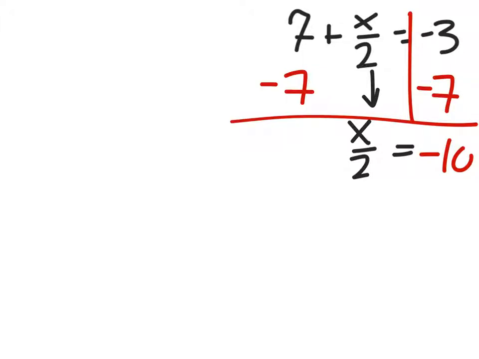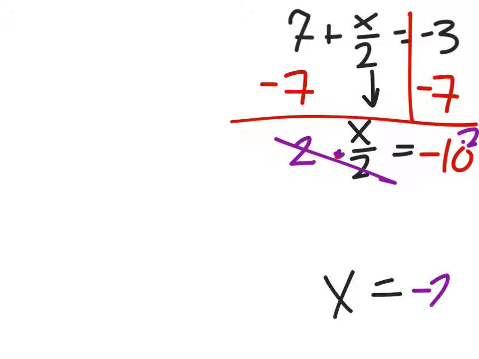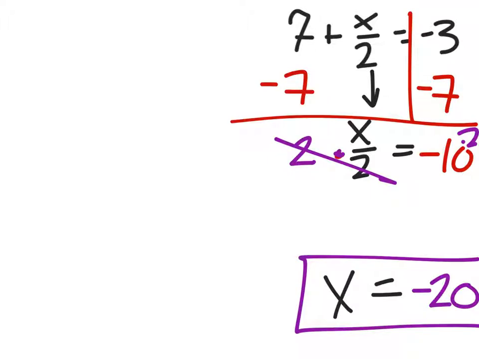Now this one is x divided by 2. How do I make this a full x? Yeah, we're going to multiply it by 2. And then we have to do it to the other side as well. So the 2's cancel, and I have -10 times 2, which is -20. Wait, wouldn't you have to divide it? It's important to remember this is the inverse operation. Notice that was x divided by 2. So what operation did we use? Multiply by the denominator, which was 2.